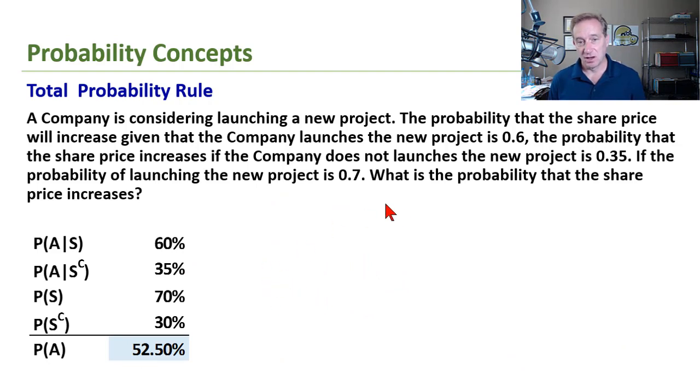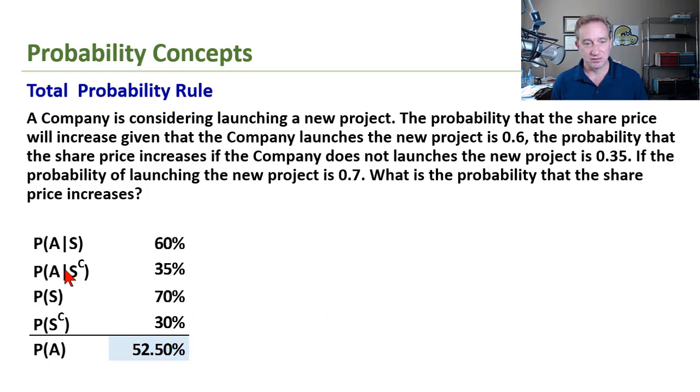A company is considering launching a new project. The probability that the share price will increase, given that the company launches the new product, is 60%. The probability that the share price increases if the company does not launch the project is 35%. If the probability of launching the new project is 70%, what is the probability that the share price will increase?